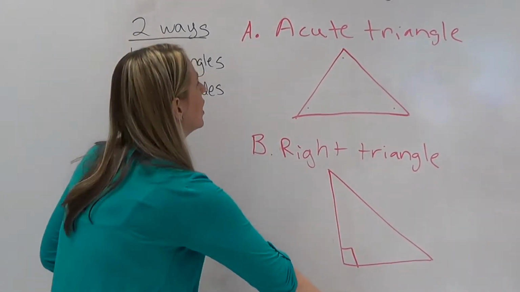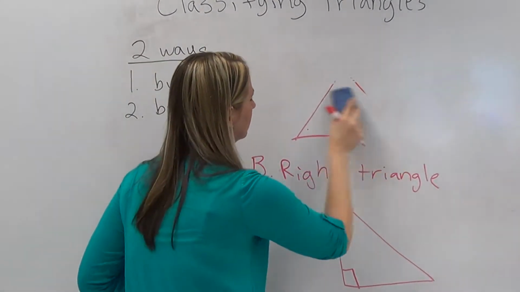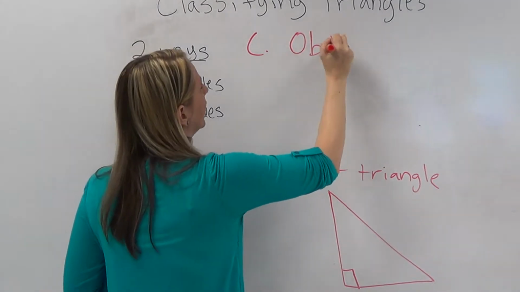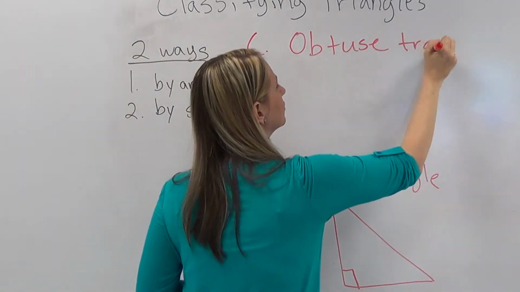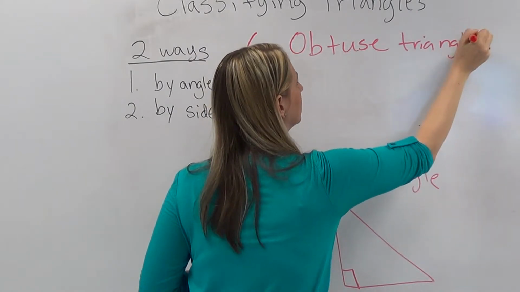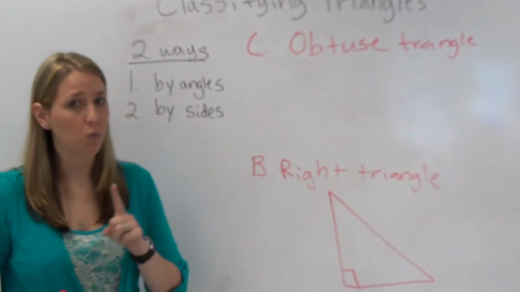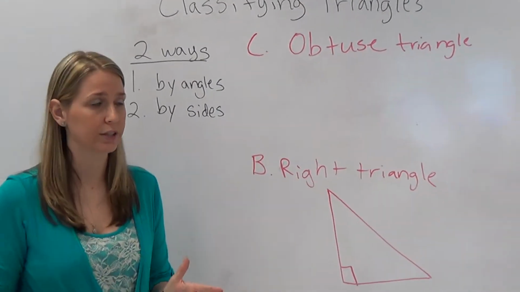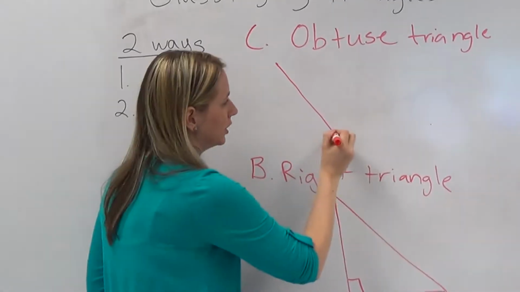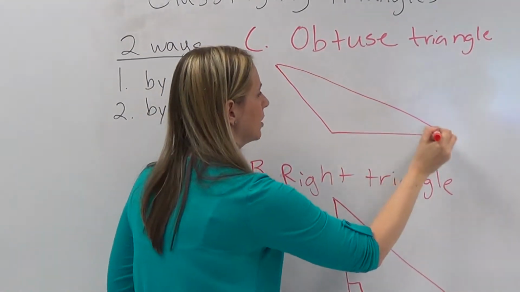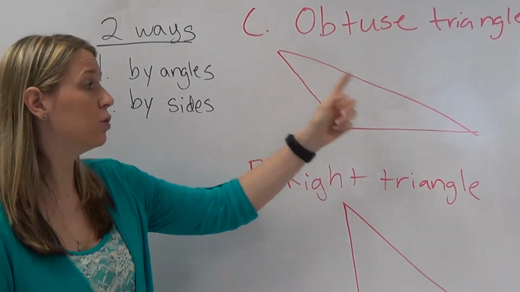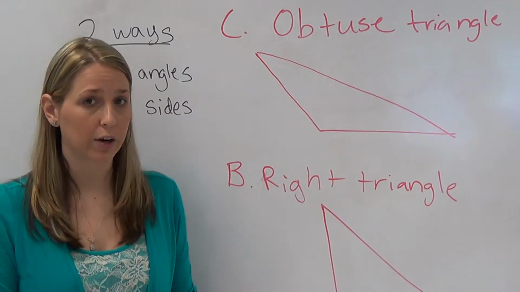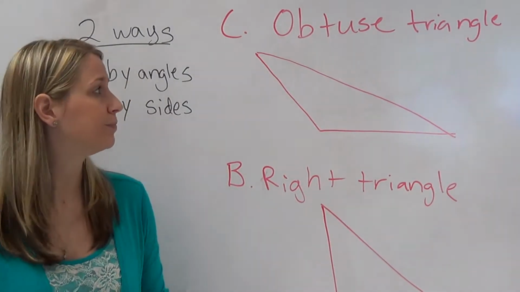Okay? And then our third one is an obtuse triangle. And an obtuse triangle has one obtuse angle. And an obtuse angle is an angle between 90 and 180 degrees. So an obtuse triangle usually looks something like this. As you can see, it has two smaller angles, two acute angles, but one obtuse angle, an angle greater than 90 but less than 180 degrees.